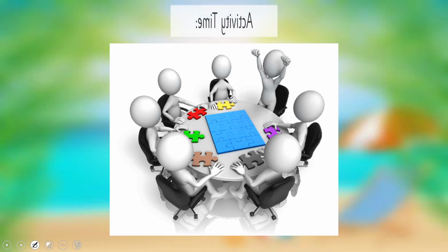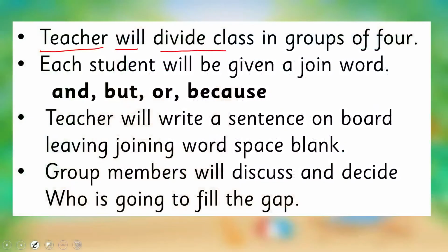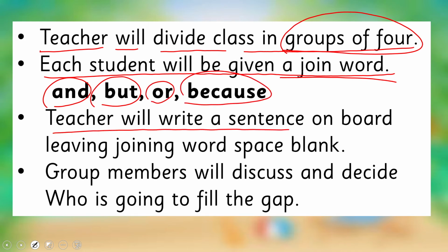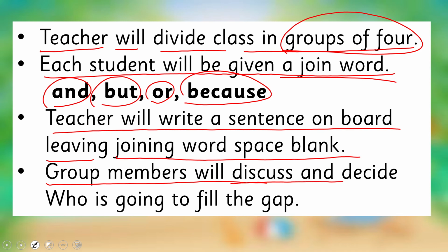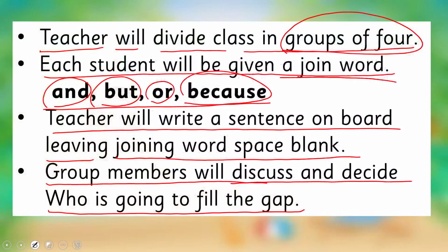So let's practice all these 4 conjunctions through an activity. Your teacher will divide the class into groups of 4. So in each group there will be 4 students. Each student will be given a joining word, a conjunction: and, but, or, because. The teacher will write a sentence on the board, leaving that conjunction space blank. Group members will discuss. Before writing, you may discuss among yourselves and decide who is going to fill the gap out of these conjunctions. Okay, so pause the video, enjoy the activity, and then come back.